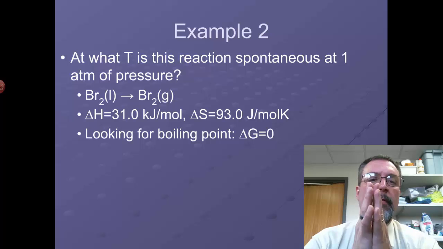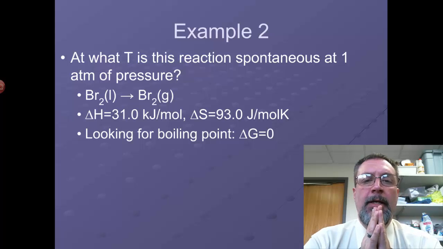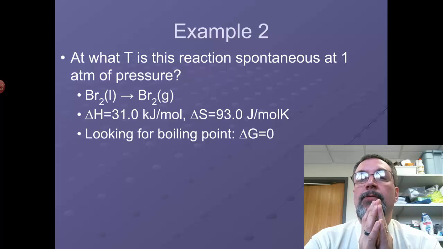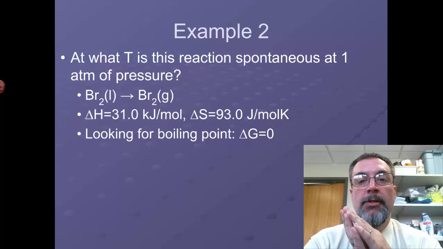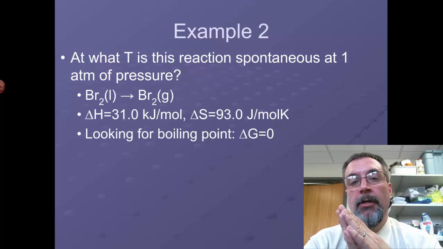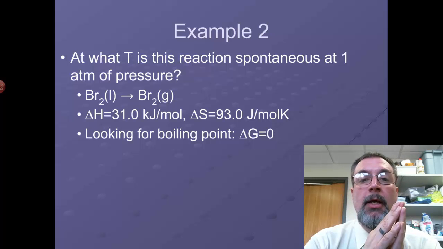Okay, so here we've got liquid bromine to gas bromine, and we want to know at what temperature this reaction is spontaneous at 1 atmosphere of pressure. Delta H for this reaction is 31.0 kilojoules per mole. Delta S is 93.0 joules per mole Kelvin. It's endothermic. That should be non-spontaneous, but it's also got a positive delta S. It should be spontaneous, so they're in opposition.